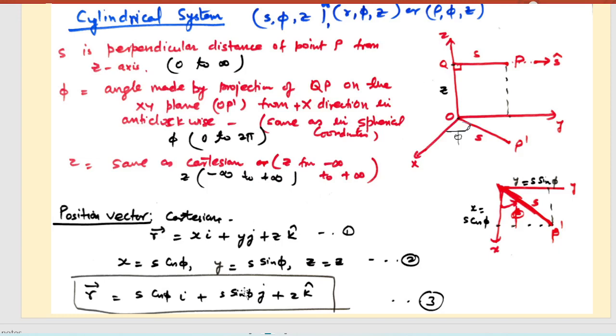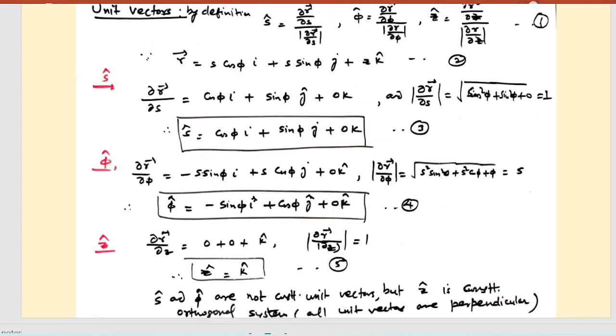So this is the representation of the position vector, and from this position vector again we will find the unit vectors, along these three directions. Suppose s cap will be delta r vector by delta s divided by its magnitude. Similarly phi cap will be delta r by delta phi divided by its magnitude, and z cap equal to the vector delta r by delta z divided by its magnitude. And the position vector we just found in the last slide is s cos phi i cap plus s sin phi j cap plus z k cap. First we have to differentiate it partially, and divide by its magnitude.